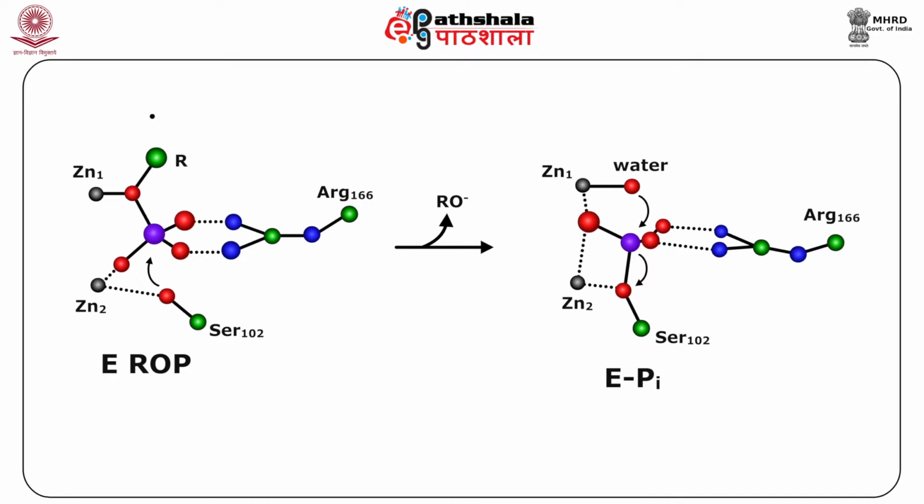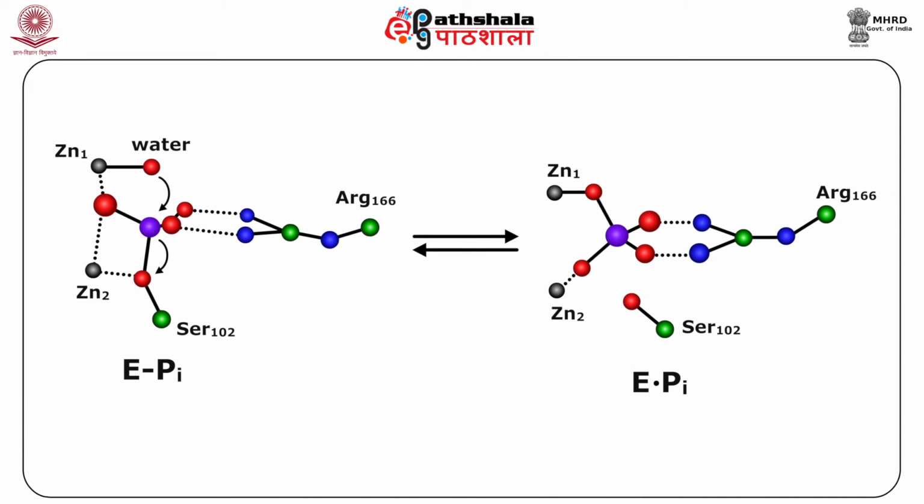Then serine 102, activated by zinc 2, acts as a nucleophile and attacks the phosphate group of the substrate, forming the covalent phosphoenzyme intermediate EP and liberating alkoxide. Now a water molecule coordinates to zinc 1 in the position vacated by alkoxide. In alkaline pH, this water gives zinc hydroxide. This activated water hydrolyzes the covalent intermediate EP into the non-covalent enzyme phosphate complex E.Pi.